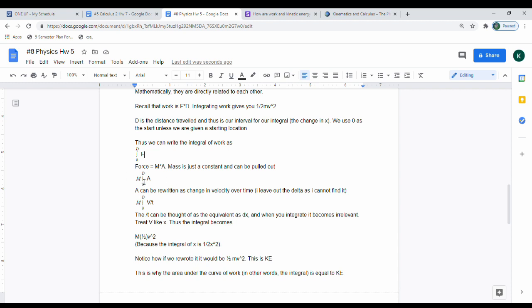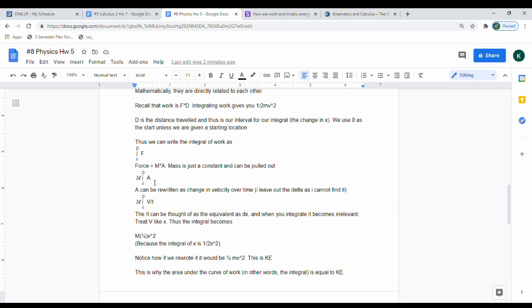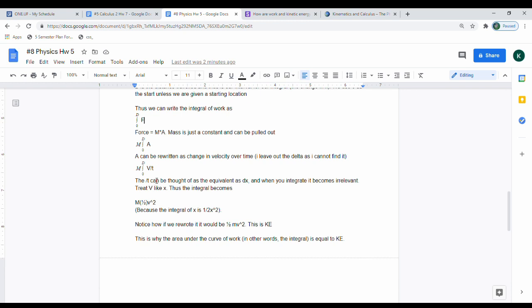And then remember that we need a dx. We need a change for each bit. But acceleration can be written as change in velocity over time. See, velocity is change of distance over time, acceleration is change of velocity over time, and so on. So you can rewrite acceleration as velocity over time. So this dt is basically like your dx. When you integrate it, you can ignore it.